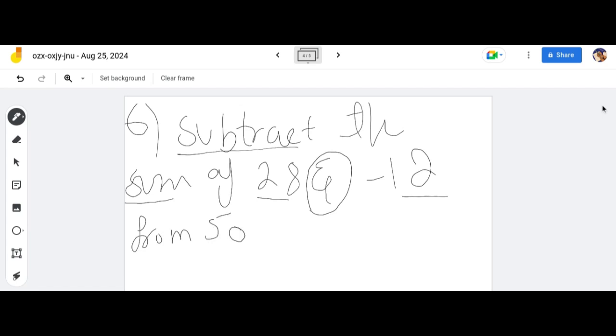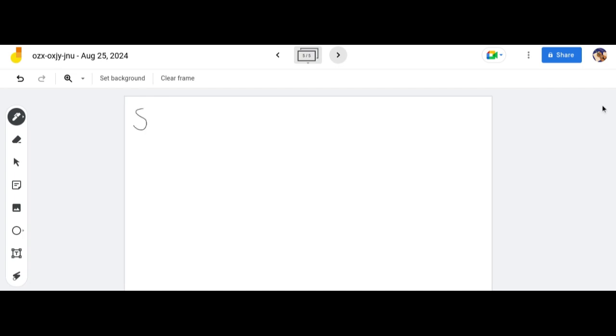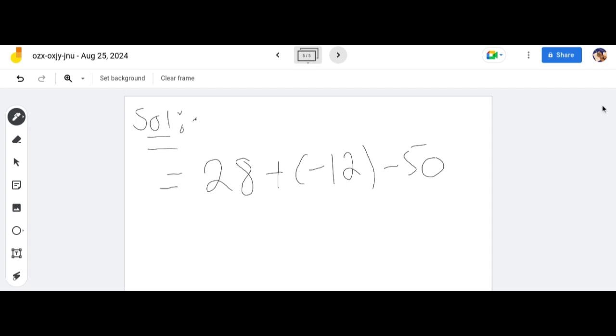So this will help you to write this statement as an expression like this. I'm going to write. You don't have to write with me, Aryan. You just have to listen and understand. Okay. No, I'm just listening. So they told us the sum of 28 with minus 12, then subtracted from 50. This is how the expression looks. Okay. I have to solve the bracket first.